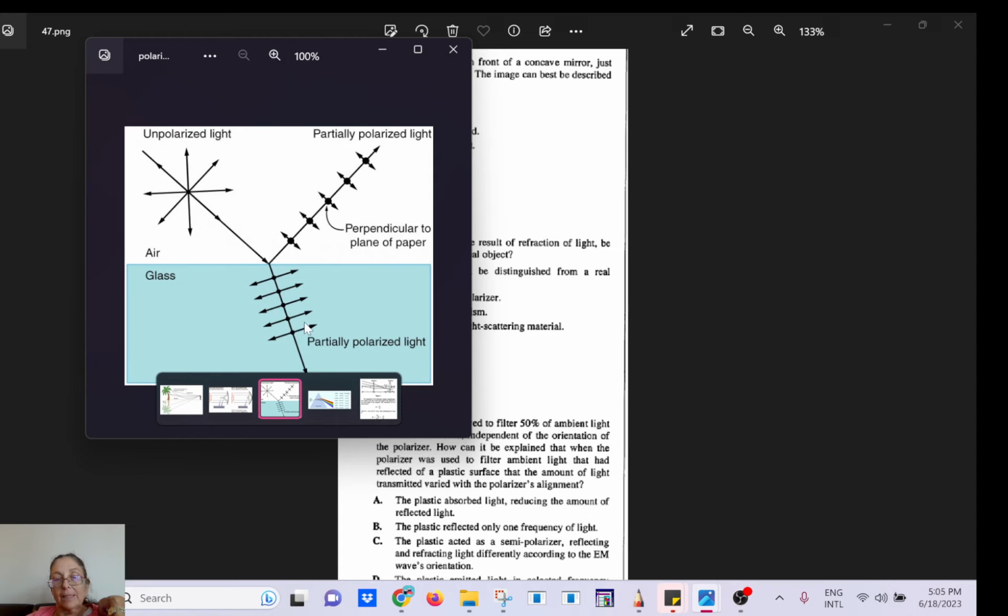Okay, so that means the intensity of light will be smaller here when it's refracted and smaller here when it's polarized. That's why we wear Polaroid when we are driving, so it will stop the light that is reflected from the road. So we are not blind. Okay, so that's called polarization.